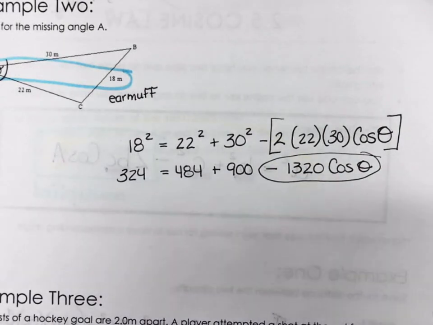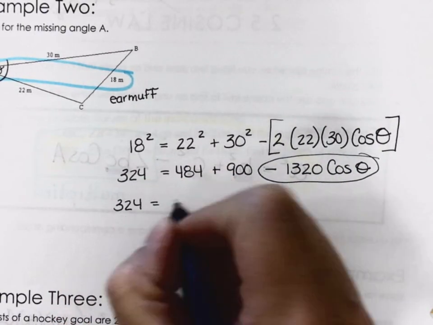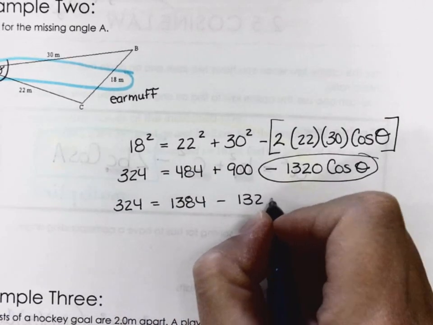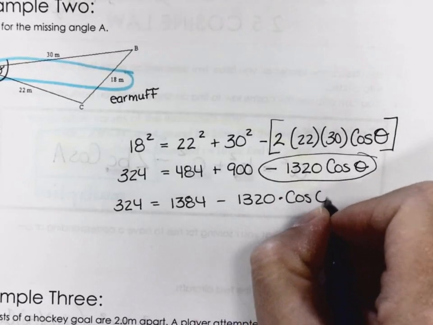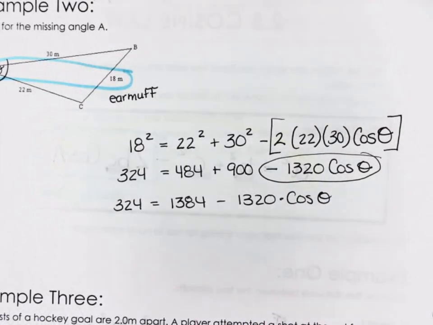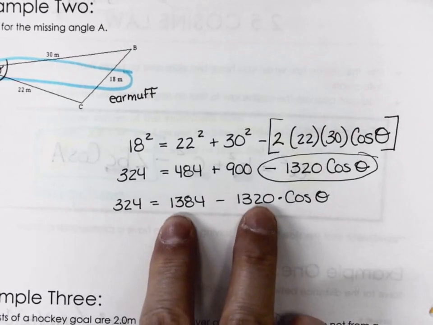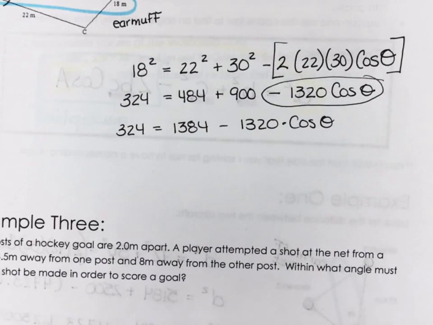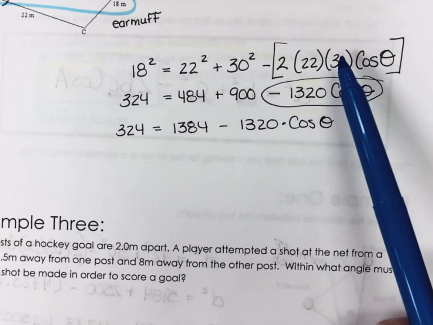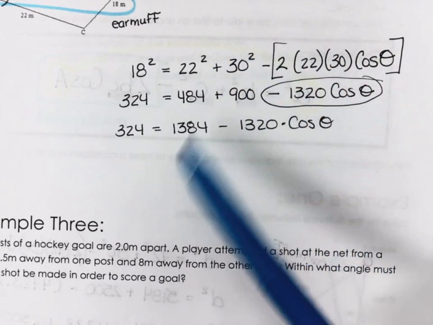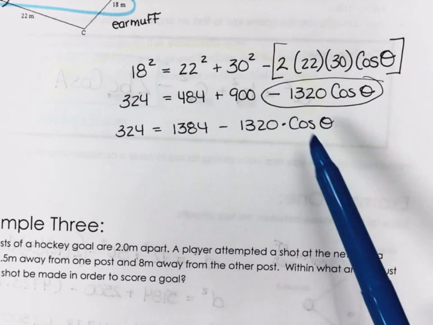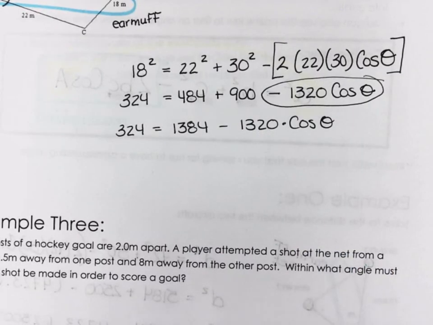You cannot subtract it. So we're gonna have 324 equals 1384 minus 1320 times cos of theta. So I need to get that variable by itself. This is where people make the mistake. They subtract these two, and then everything's bad from there. So again, you would get your mark for cosine law, you get your mark for correct substitution. This would probably be a 4-mark question, or they'd give a half mark for the math, and they'd give a half mark for the correct answer.